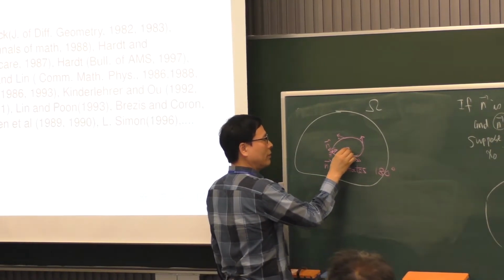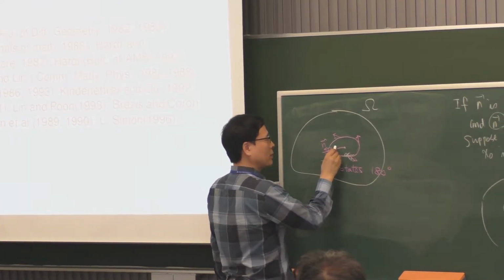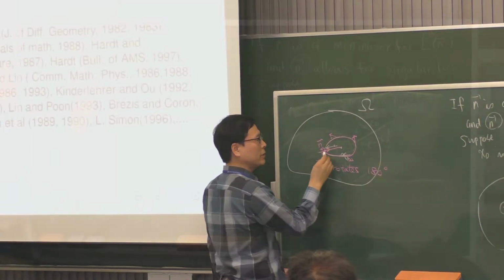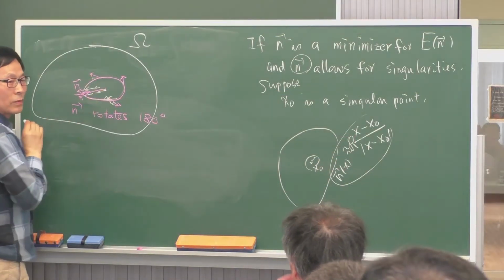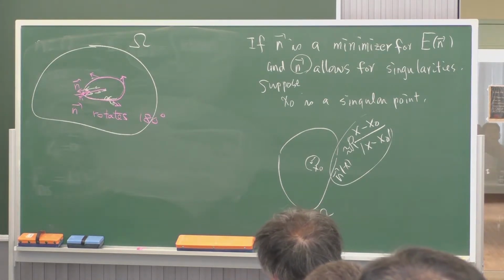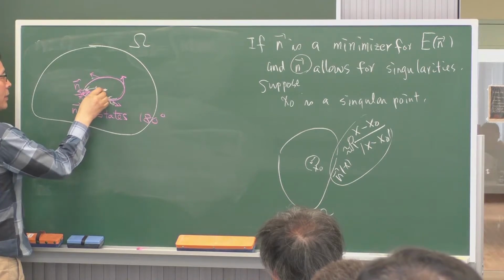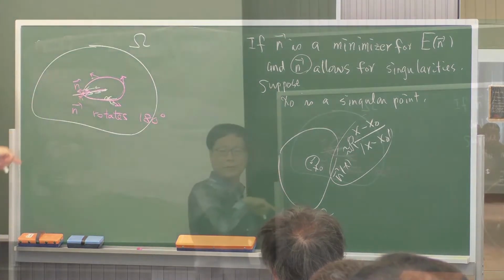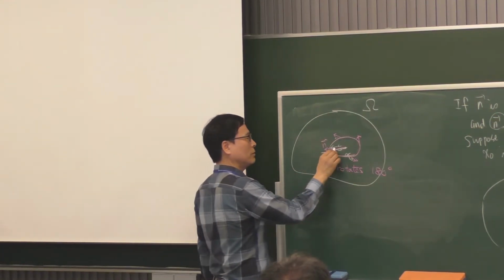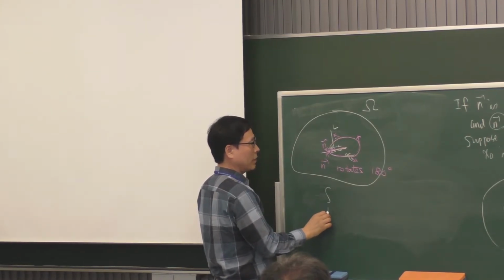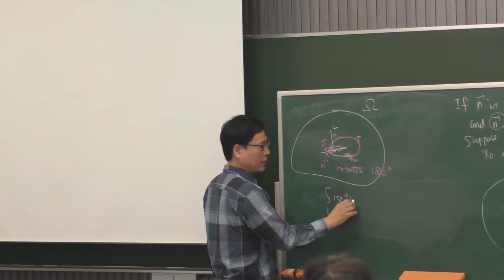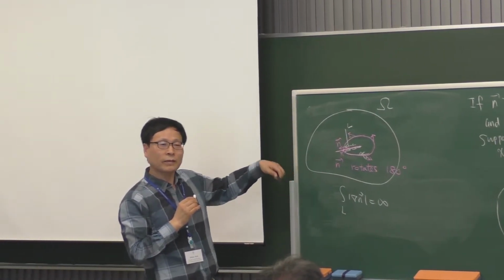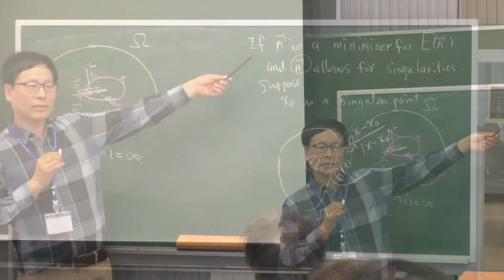When you look along this line, above this line n points in this direction, and below this line it points in that direction. So for the Oseen-Frank energy, along a certain line, n jumps from one side to the opposite direction. Suppose this is my L; when you integrate the gradient of n squared over L, it becomes infinity. So this type of singular point is not allowed for Oseen-Frank energies.